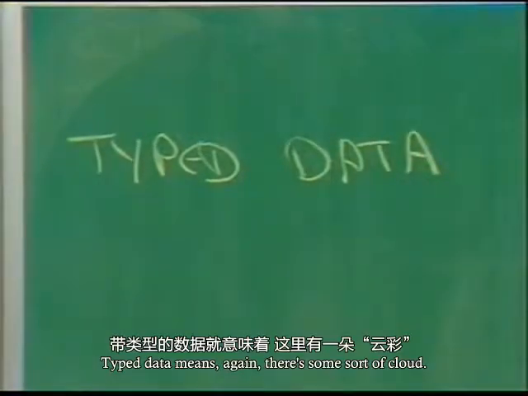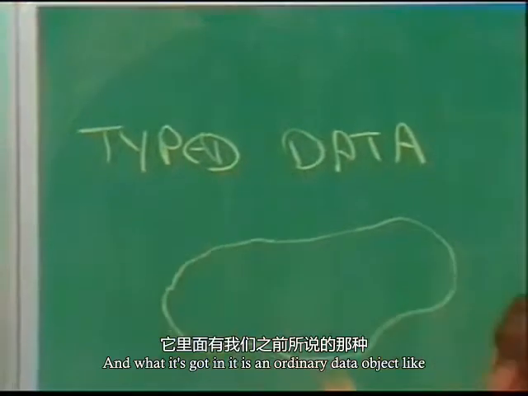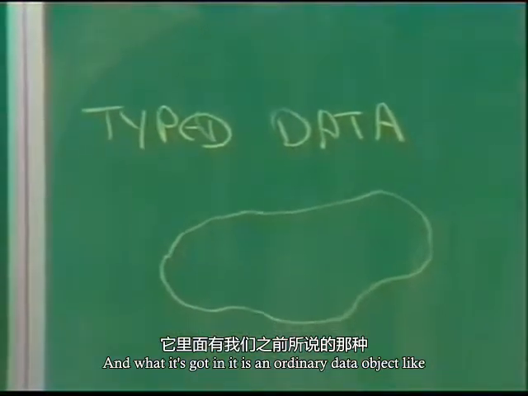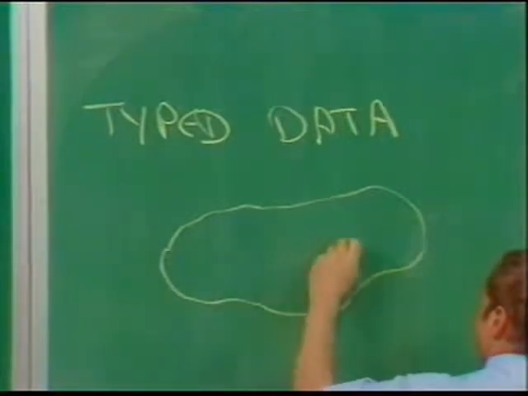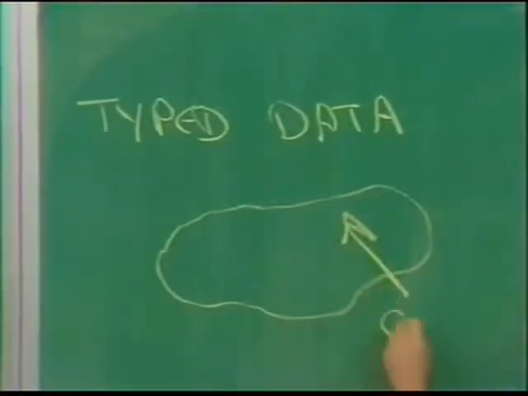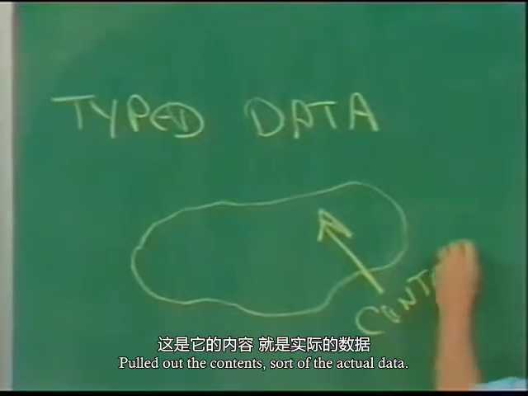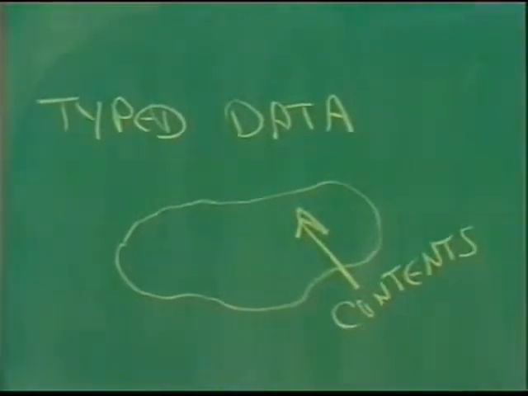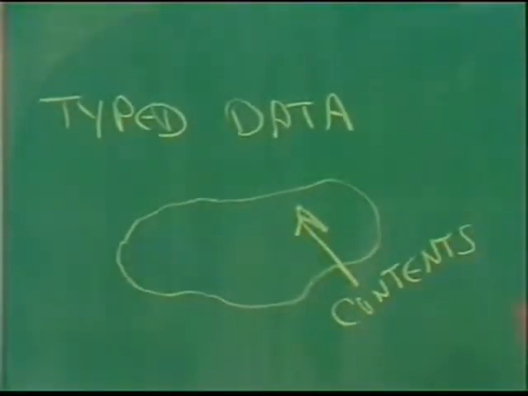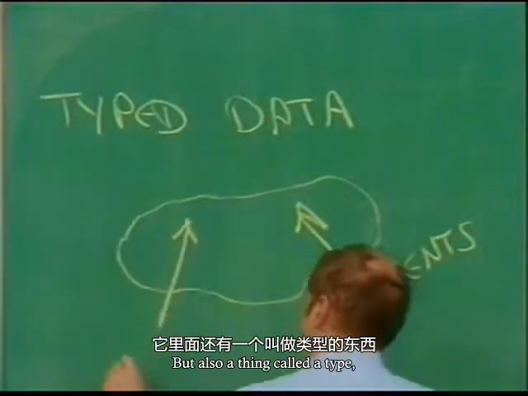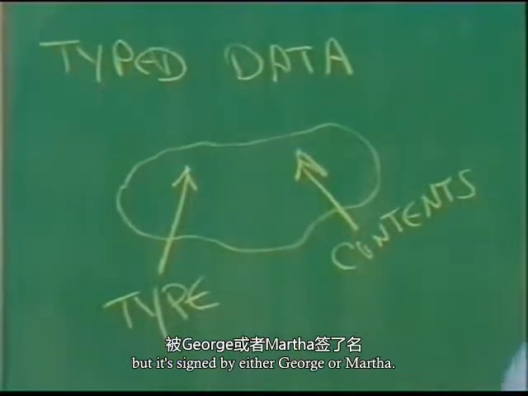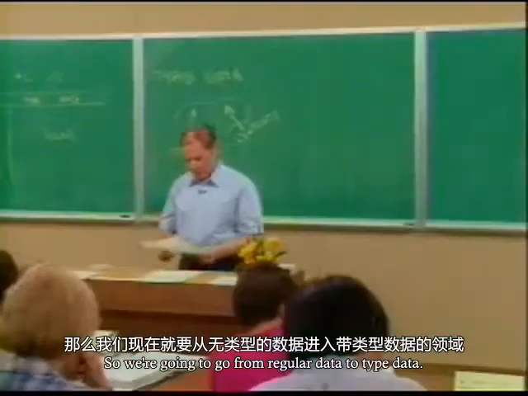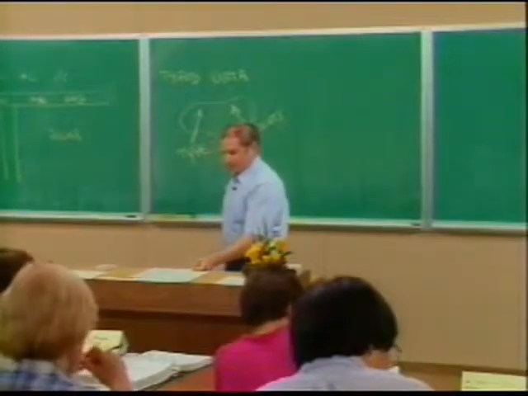Typed data means, again, there's some sort of cloud, and what it's got in it is an ordinary data object like we've been thinking about. We call that the contents, the actual data, but also a thing called a type. It's signed by either George or Martha. So we're going to go from regular data to typed data.